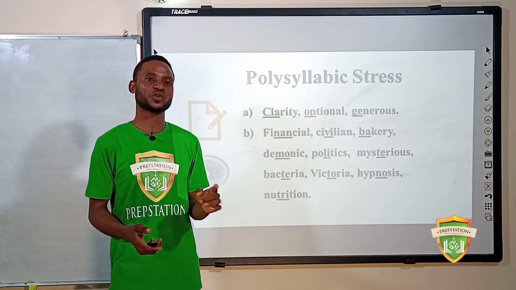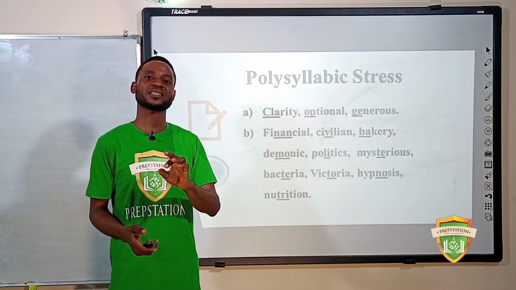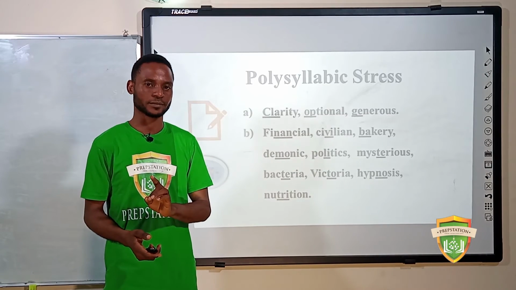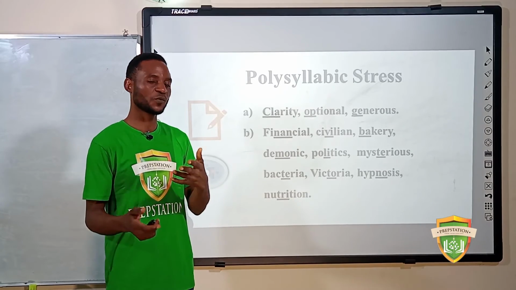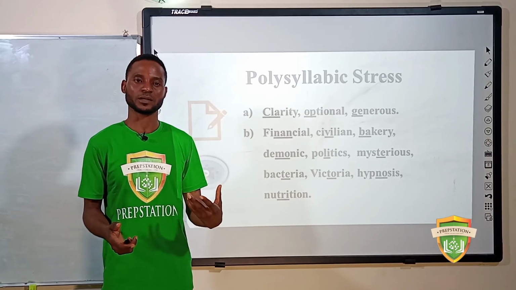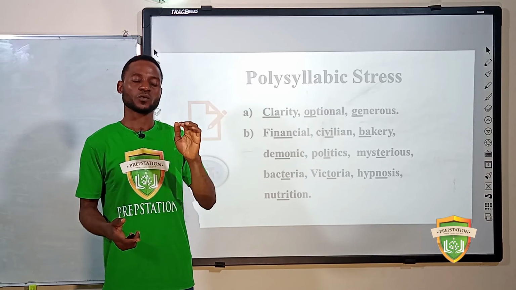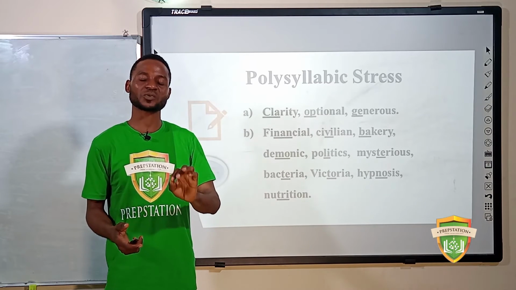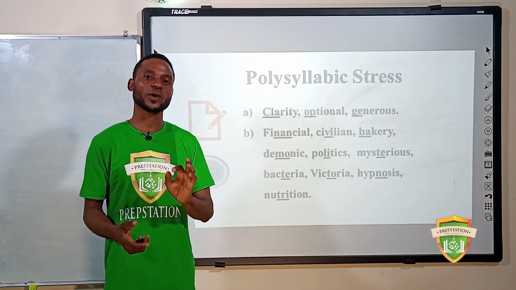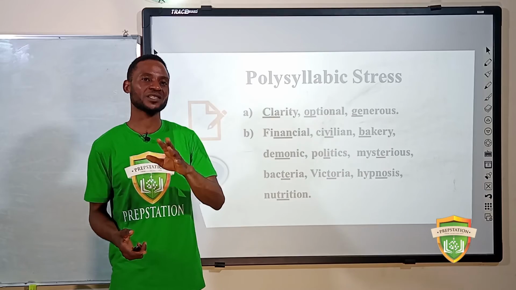For instance, you have between. So the primary stress falls on TWEEN. Do you understand? So that's how it works. So if you have this understanding, stressing bisyllabic words will not be difficult. I want to repeat again that for nouns and adjectives, where you have bisyllabic words, the primary stress is on the first syllable. And then for verbs and prepositions, where you have bisyllabic words, the primary stress falls on the second syllable.